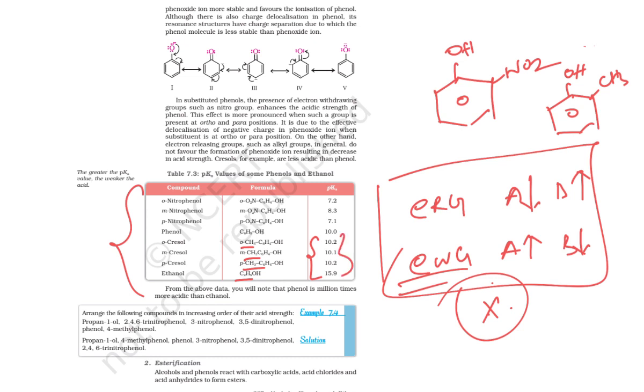So look here, for the methyl substituted phenols, if the pKa value is more, then the basicity is more, and at that time the acidity is lesser. A lesser pKa value means more acidic. A higher pKa value means the acidity will be less. This thing I want to explain to you.